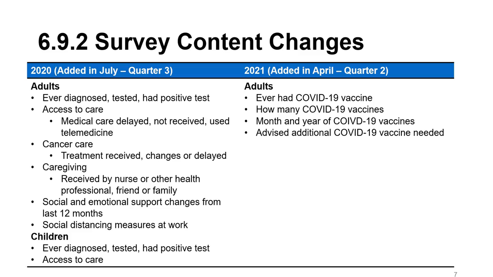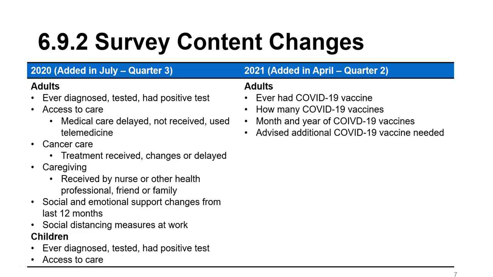For individuals with cancer, there were questions on whether or not treatment was received, changed, or delayed, and caregiving, whether or not individuals received care by a nurse or other health professional, friend, or family member. They also had questions on the social and emotional support changes in the last 12 months and social distancing measures at work. Among children, questions included whether or not they were ever diagnosed, whether they had been tested or test positive, and the access to care questions were also collected from children.